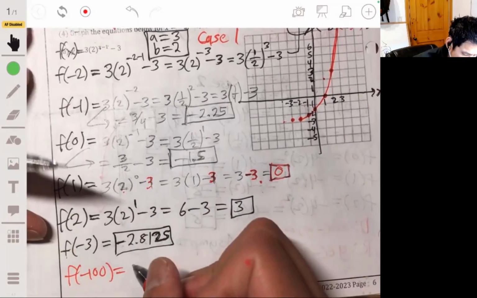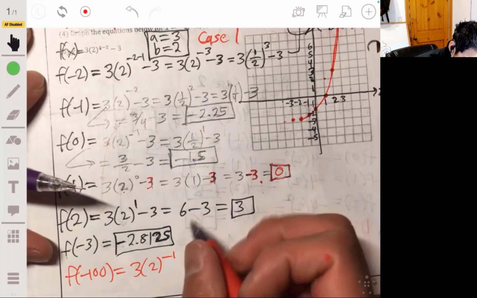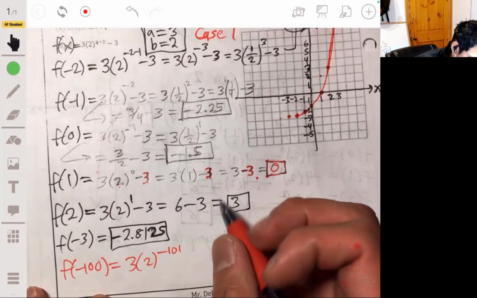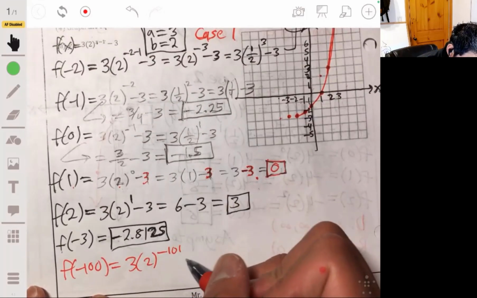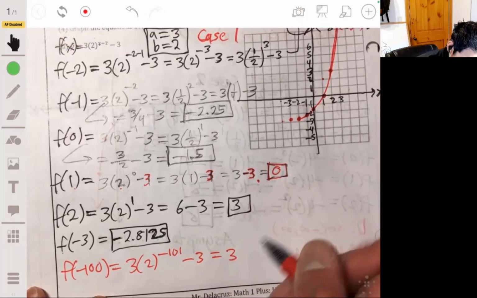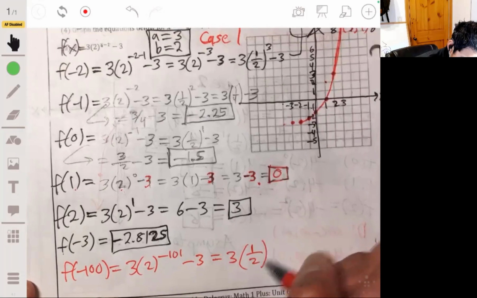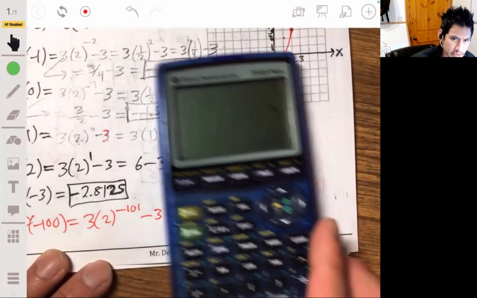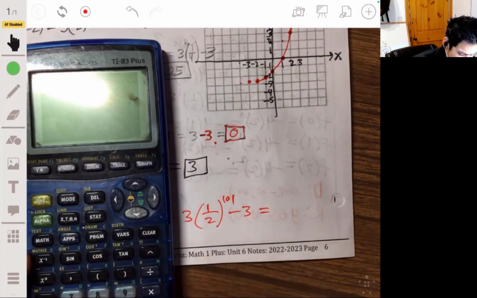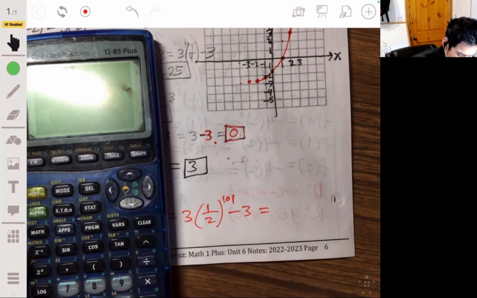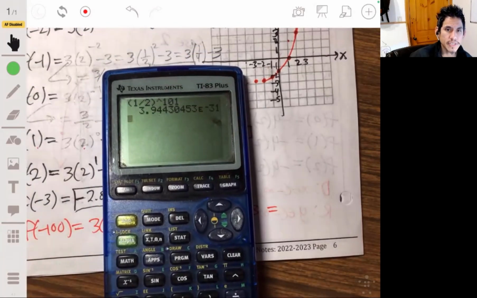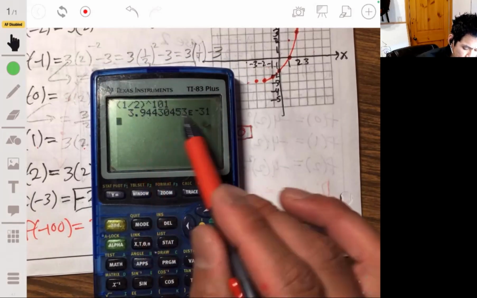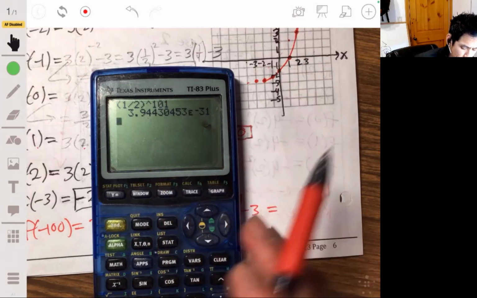Now we're talking. We would get 3 times 2 to the negative, so -100 minus 1, -101, minus 3, equals 3 times 1/2 to the 101 minus 3. And let's use this calculator power to demonstrate what's going on. We have 1/2 raised to the 101 power. And see, you get this very, very small number. This means that this is going to be moved 31 spots to the right.